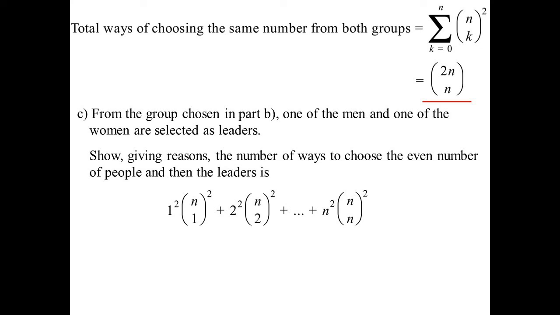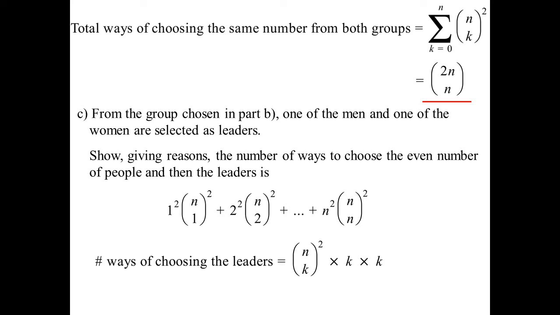So now, from the group that you chose in part B, one of the men and one of the women are selected as leaders. Show, giving reasons, that the number of ways to choose the even number of people, then the leaders, is this. Well, how many ways could we choose the leaders then? We know that there's nCk squared ways of choosing the group. So you've got to choose the group first before we can choose the leaders. That's what this is saying. Choose the group, then select the leaders.